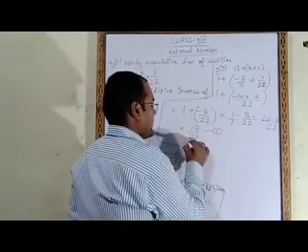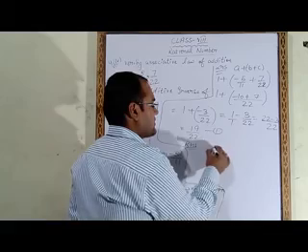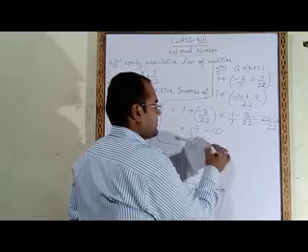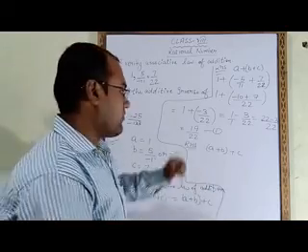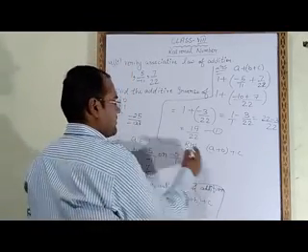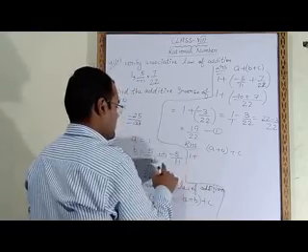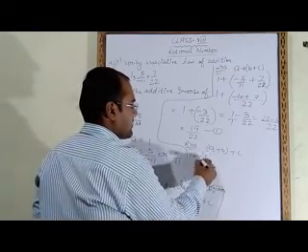Now what we will do? We will take the right hand side. The right hand side is A plus B plus C. This is the right hand side. Now we will put the values. A is 1, plus the B value, which is minus 5 upon 11.